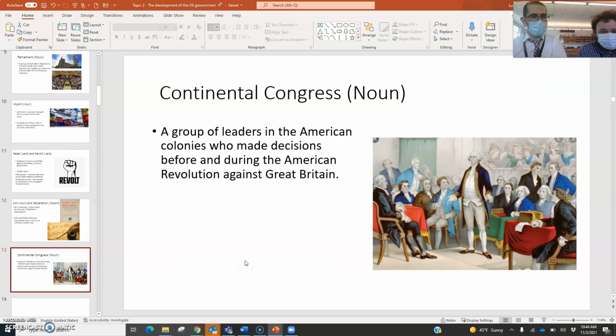And our next term here is Continental Congress. The Continental Congress was a group of leaders in the American colonies who made decisions before and during the American Revolution against Great Britain. This was a group of individuals who had to make very important and very controversial decisions, which means potentially upsetting to some people, about what they should do moving forward. Because the idea of breaking away from Great Britain was popular amongst some colonists, but not all colonists. Some people were still fairly loyal to Britain and to the British king.